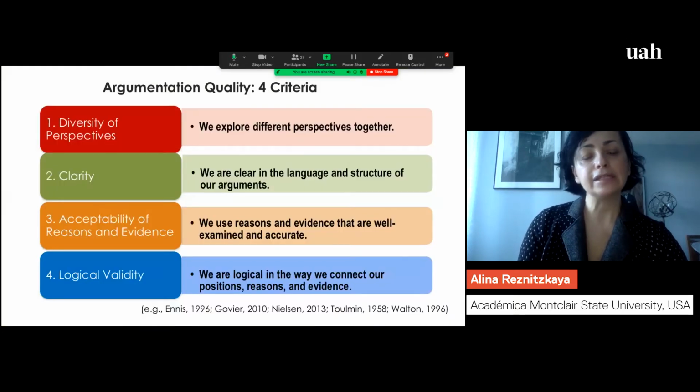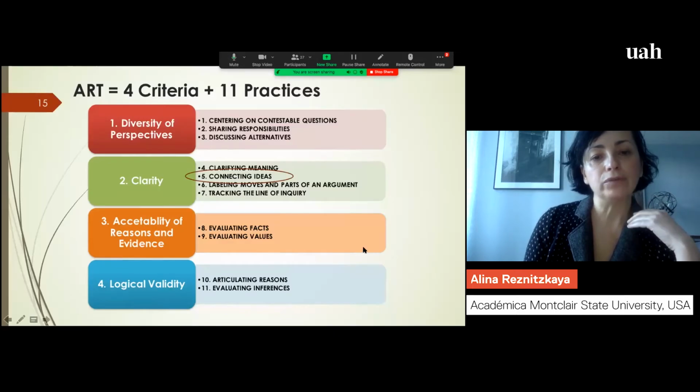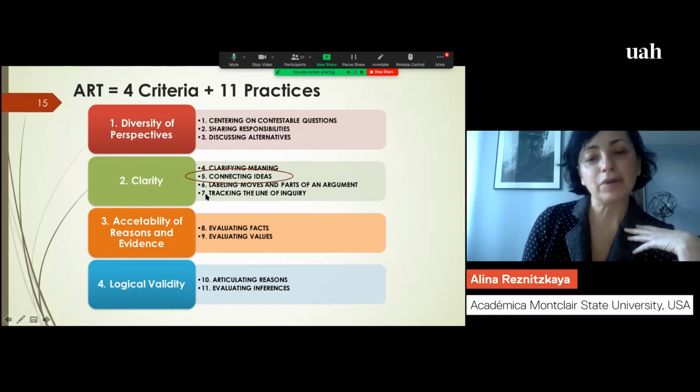But having these criteria doesn't really help teachers to know specifically what to do during the discussion. And so what we've done is we identified key practices that the teachers can use to enforce a particular criterion. So if we look at clarity, for example, if things are not clear, these are 4 key practices that the teachers can use to improve and enhance the quality.